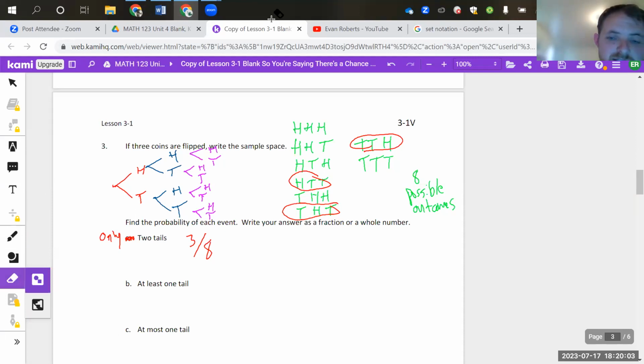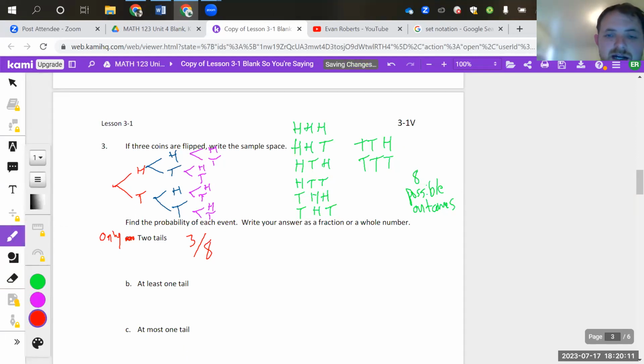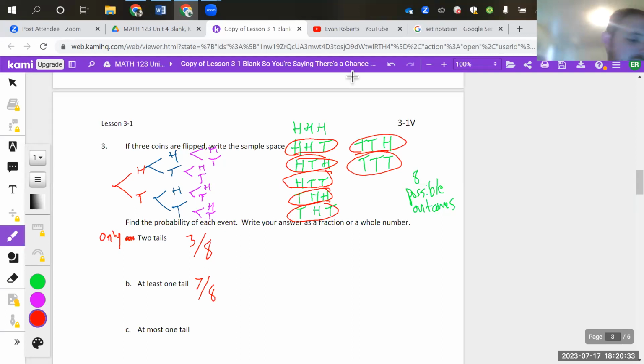So for part B, it's looking at least 1 tail. So that looks like we would have this first one here, the next one right below. And then I would include this one here because there's 2 tails, and so I only need at least 1. So I'm going to include it. Next one down has 2. Next one has 2. And the last one has 3. So it looks like this has a 7 out of 8 shot to get at least 1 tail.